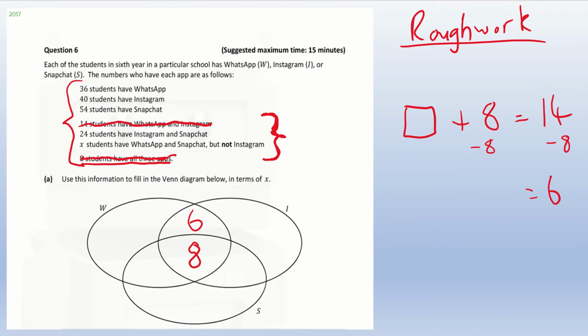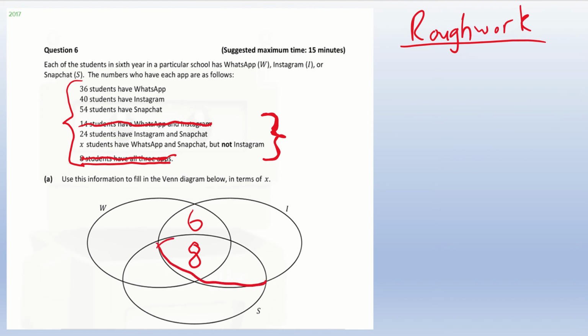I'm just going to get rid of my rough work here because for the 24 students who have Instagram and Snapchat, I'm going to need my rough work as well. We're basically doing the exact same thing because it's the same scenario, it's just that the numbers have changed. So 24 students have Instagram and Snapchat. Well, Instagram and Snapchat is going to be this part here. Now remember, we're not going to put our 24 here because then we'd be saying that 24 plus my 8, which is 32, we'd be saying that 32 students have Instagram and Snapchat. No, we don't know what's going to go here just yet.